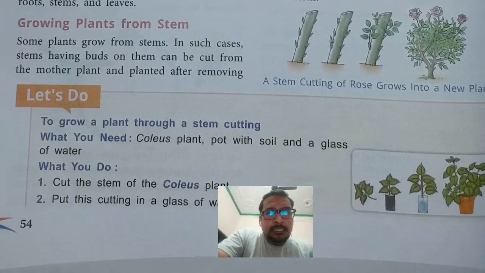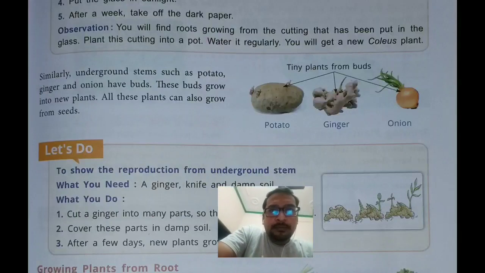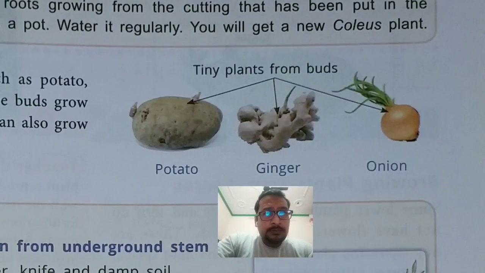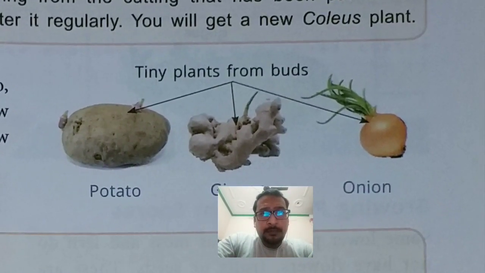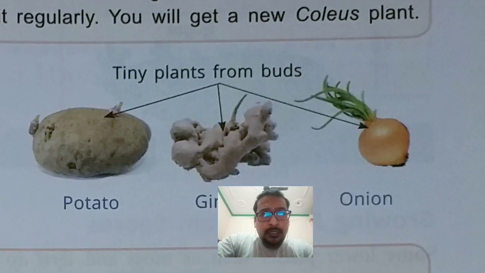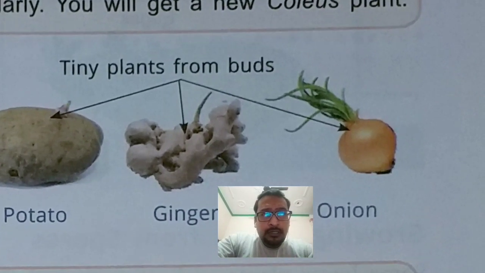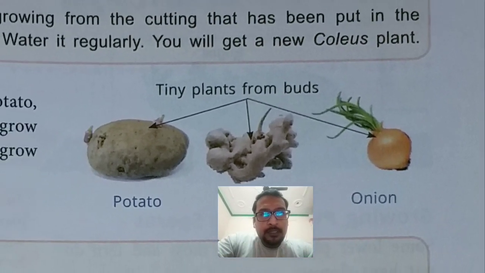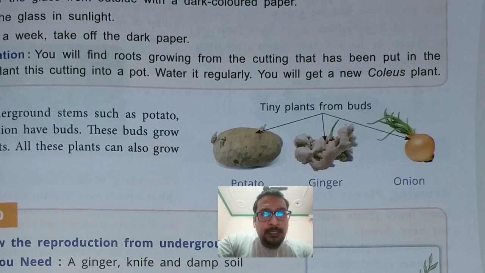The stem cutting is shown in the picture. Similarly, underground stems such as potato, ginger, and onion have buds. These buds grow into new plants. As you can see, the potato has a tiny plant coming out. Ginger also. These are all examples of stem. In onion also, the stem is giving rise to new leaves. So this is how it is happening.